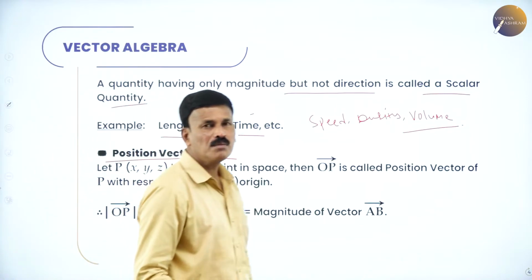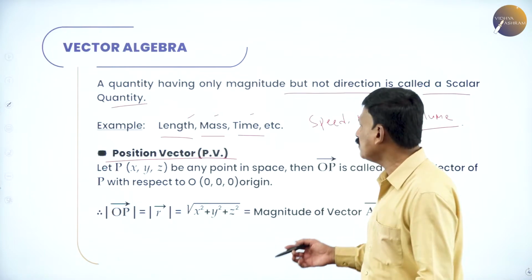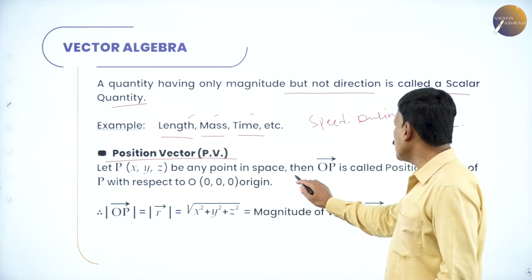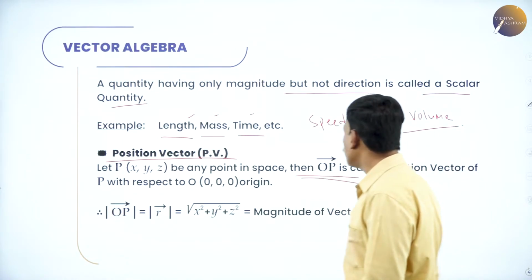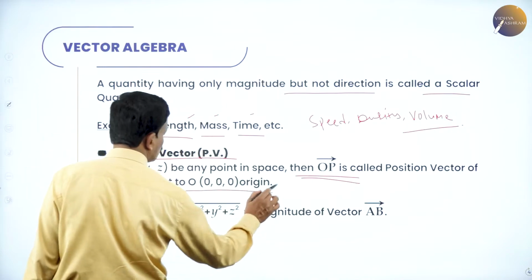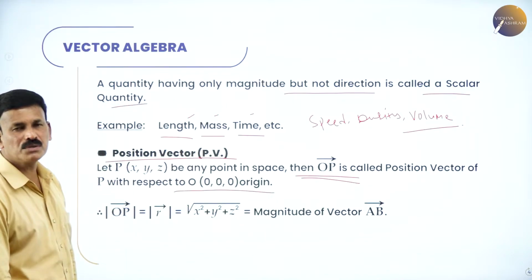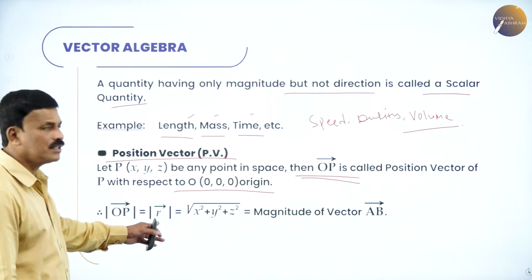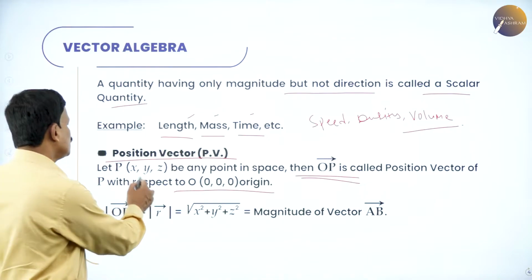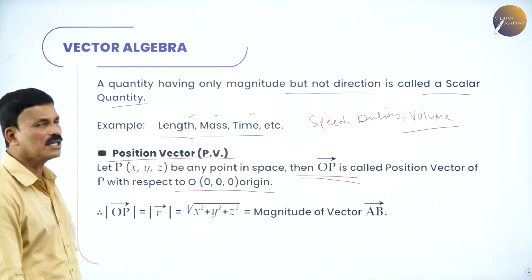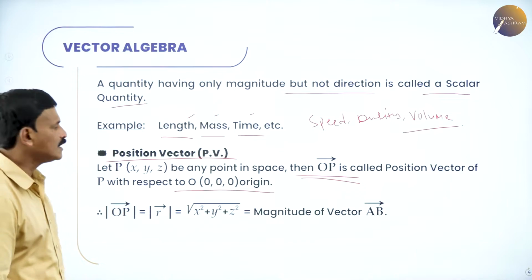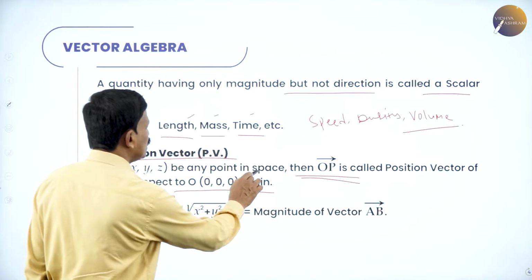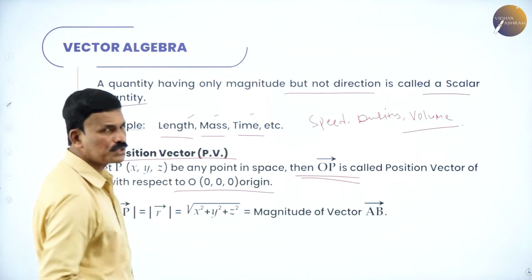This is very important. Position vector: the position vector of the point P (x, y, z), any point in space, is OP, which is called the position vector of the point with respect to the origin O (0, 0, 0). The magnitude of OP is given by the magnitude of vector r, which is equal to the square root of x squared plus y squared plus z squared. The position vector of x, y, z is OP.